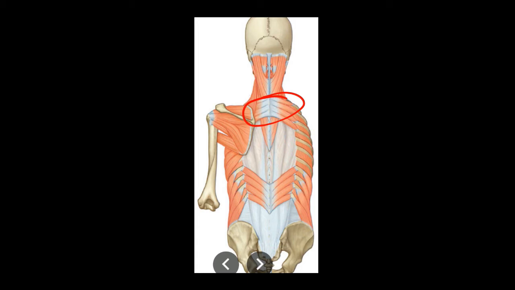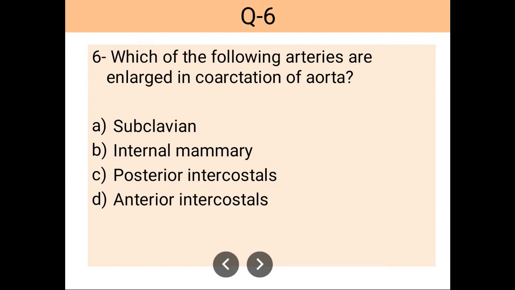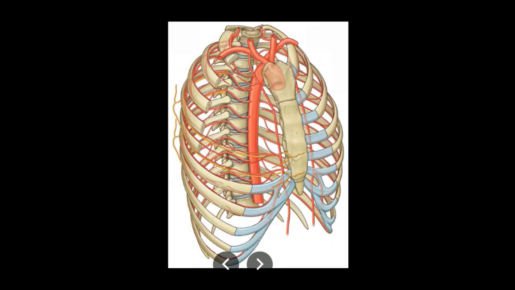Next question we are going to talk about is question number 6. Which of the following arteries are enlarged in coarctation of the aorta? So in this condition the subclavian is the main artery, which gives the branch as the internal mammary, and then the anterior intercostals come from there. So the best answer should be C, the posterior intercostals. Okay, so the posterior intercostals have enlargement or swelling due to this condition.